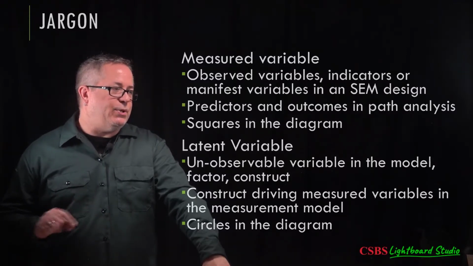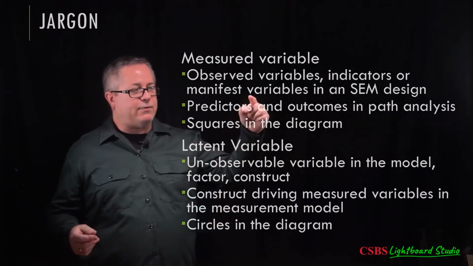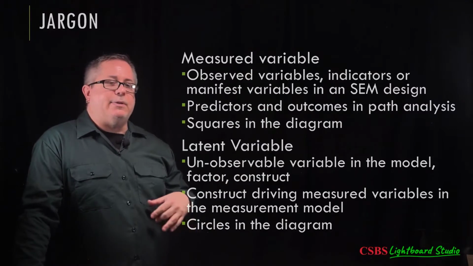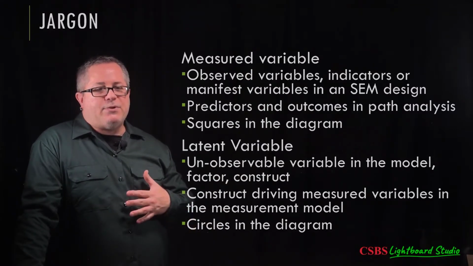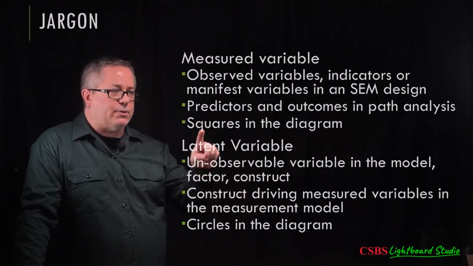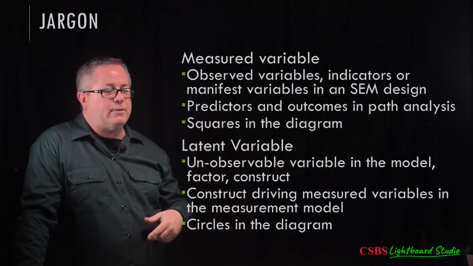Those terms get used. Latent gets used a lot more often. Manifest not so much, but basically the manifest variables are the things that we're trying to measure. They're the predictors, they're the outcomes in a path analysis. If you have just a path analysis, then it's all just measured variables. So these are typically the squares in any diagram you see for latent variable models.